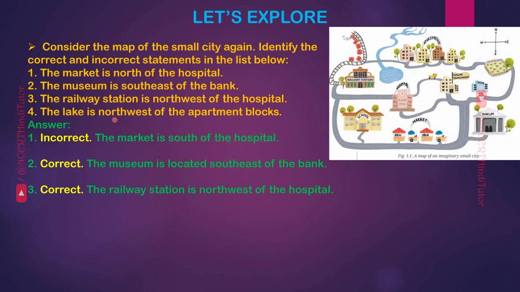Fourth, the lake is northwest of the apartment blocks. So friends, as you can see, here is the lake and here are the apartments. So this direction is southwest, not northwest. So this is incorrect. The lake is actually southwest of the apartment blocks.